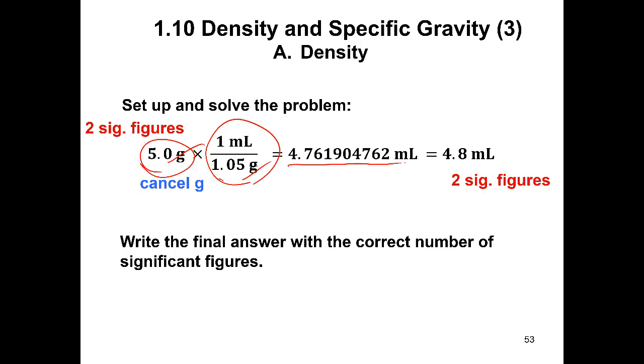and that gives you 4.761904, whatever, in your calculator. We're going to look back. We had 2 significant figures to begin with, so we're going to round that to 4.8 with 2 significant figures as our answer.